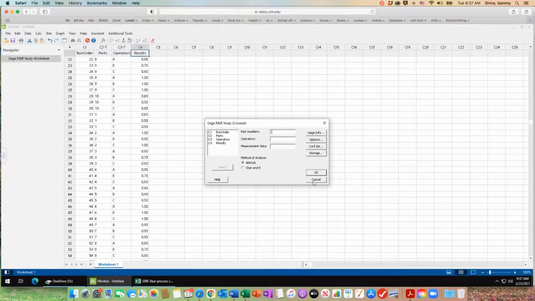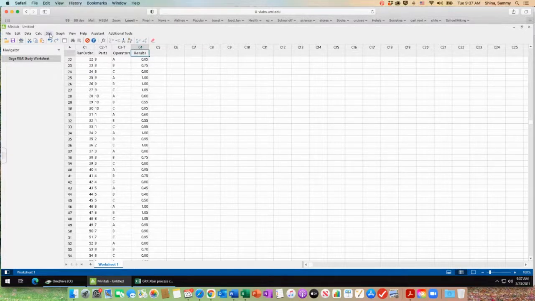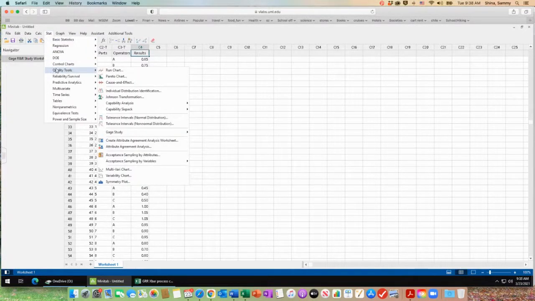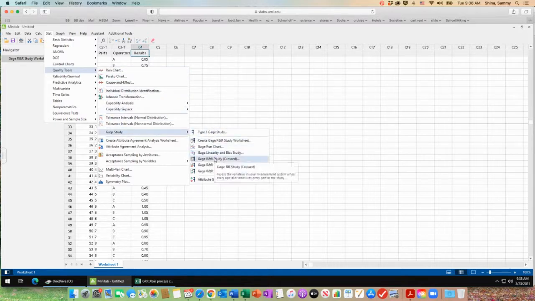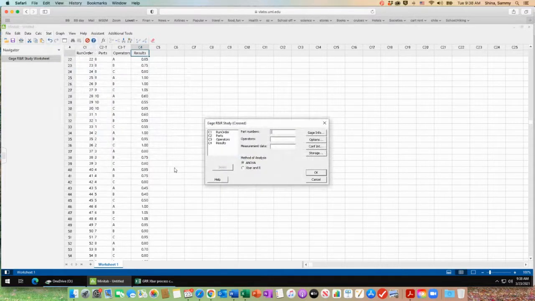Oops, sorry. Let me go back and read what it says here for cross. Stat, quality tools, GRR study, crossed. It says, access the variation in your measurement system when every operator measures every part in the study. Well, that's what we want.